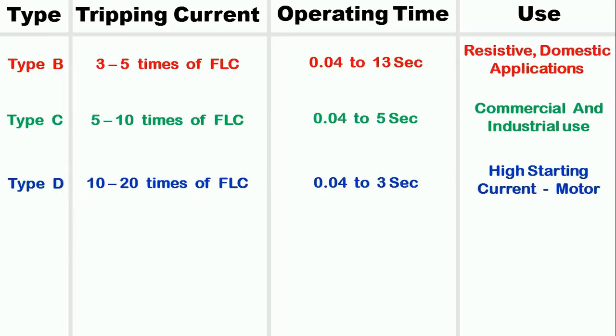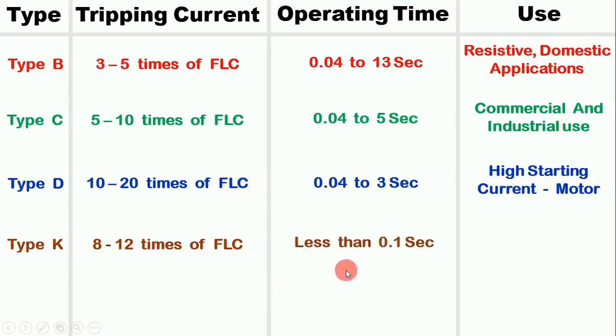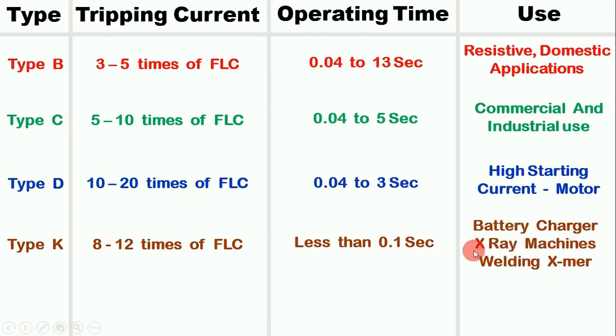After this, the next MCB is K-type. Tripping current of K-type MCB is 8 to 12 times. In this K-type MCB, it takes less than 0.1 second to trip. It means when 8 to 10 times current flows through the MCB, this MCB will trip instantly. This MCB will not even take 0.1 second to trip. This K-type MCB is used in battery chargers, X-ray machines, welding transformers.